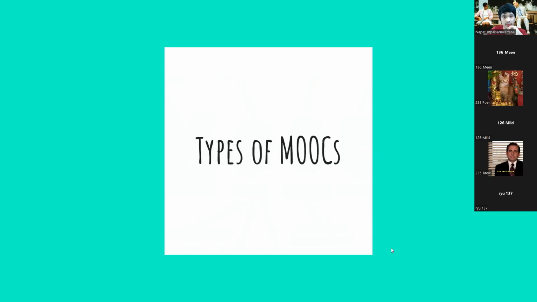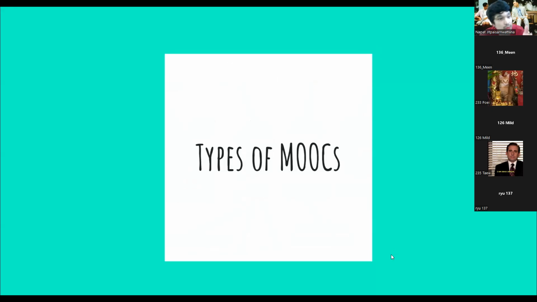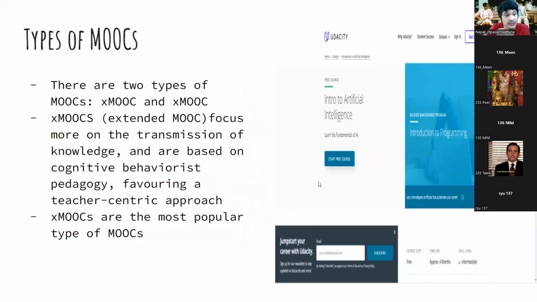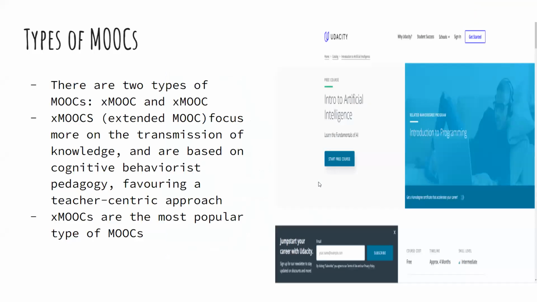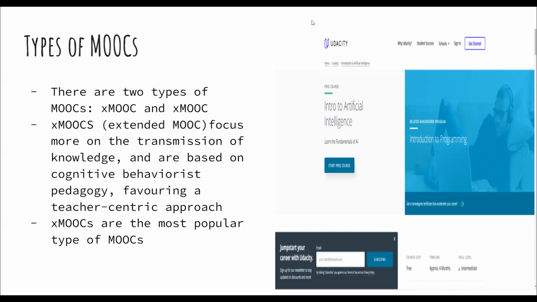Okay. So the next thing that I would like to talk about is the different types of MOOCs. I would say in general, there are mainly two types of MOOCs. So basically there are two types of MOOC, X MOOC and C MOOCs, right?